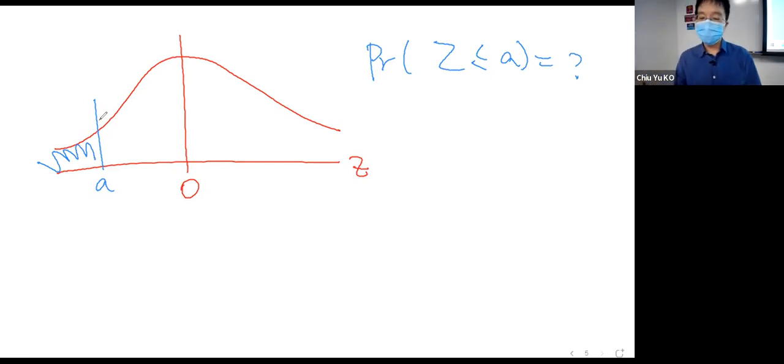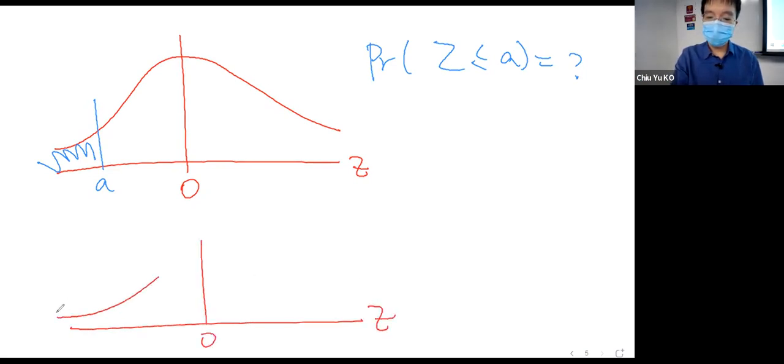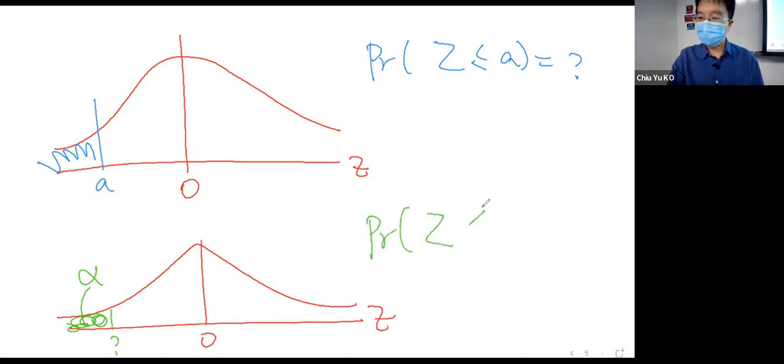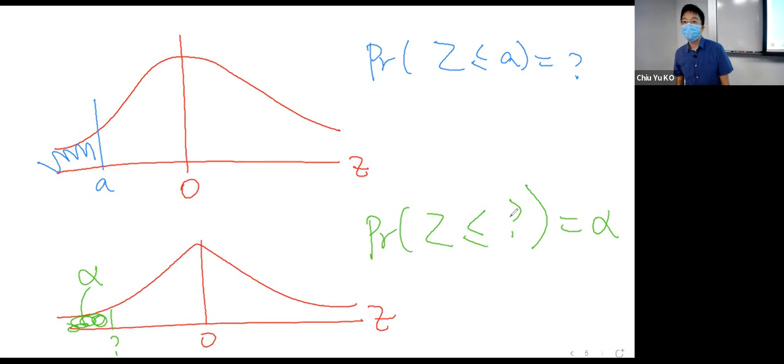But very often we want to ask the reverse question. We have a 0 here again. I have an area here, called alpha, and I want to know what this number is. So the question is: Z less than what is alpha? What's this guy?